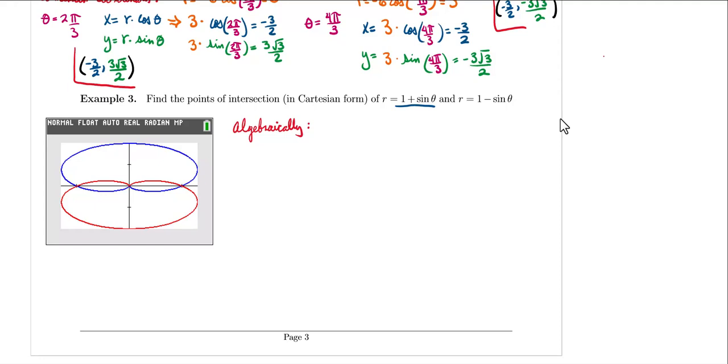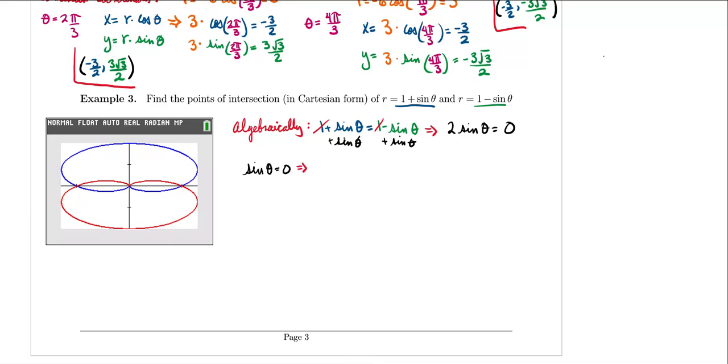So we're going to have 1 plus sine theta equals 1 minus sine theta. Now for this one here, we see a 1 on both sides of the equation, so I'm going to go ahead and cancel it out and add a sine theta to both sides of the equation. This would lead us to getting the equation 2 sine theta equals 0. So we're just looking then for the solutions where sine of theta is equal to 0.